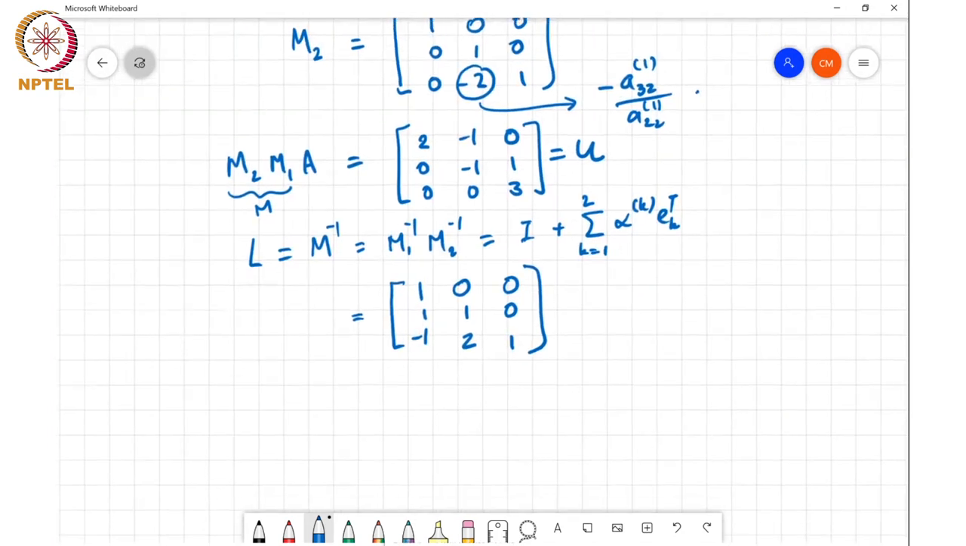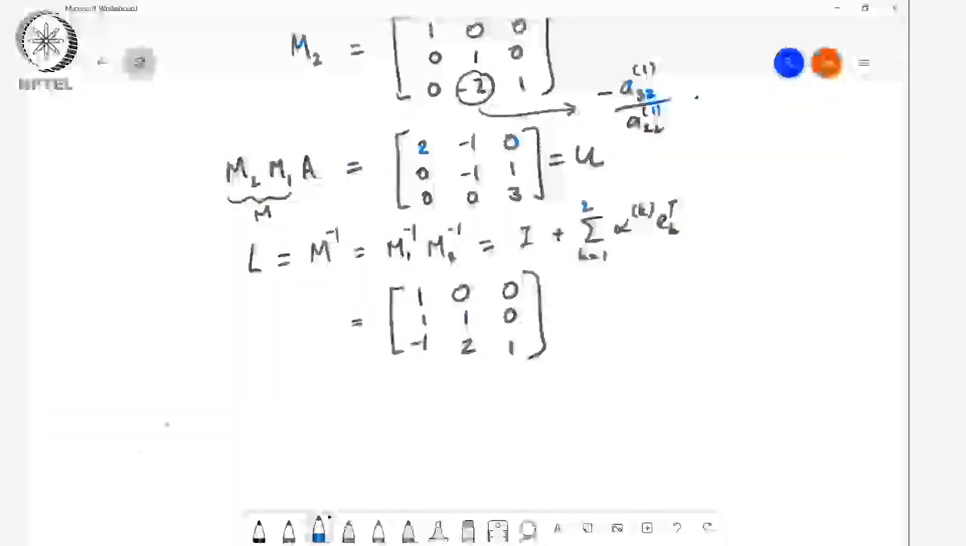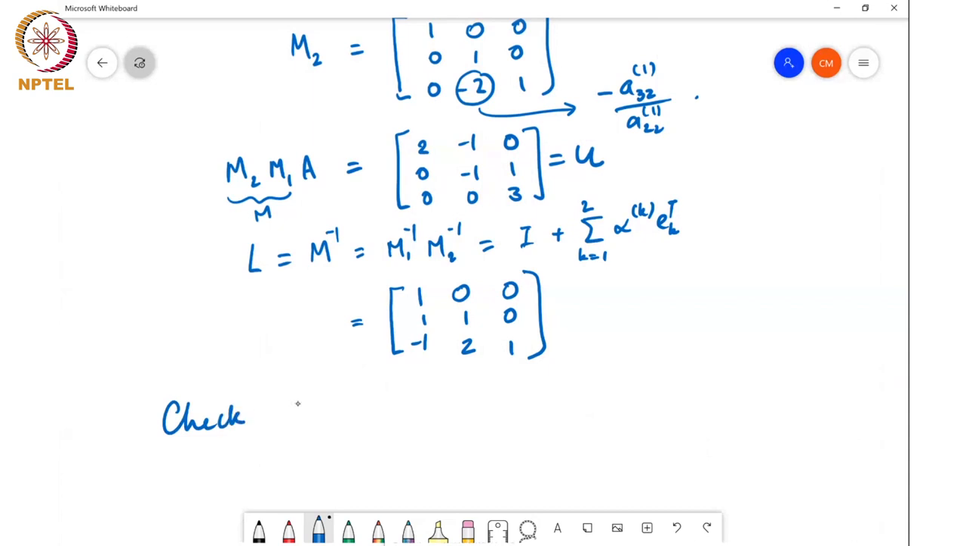So you must check this, that A is equal to LU. So L is this matrix, U is this matrix. If you multiply these two together, it will give you back the A matrix. And determinant of A is equal to the product of the diagonal entries of U, which is minus 6. So you can easily check these for yourself. So this is how the LU decomposition works.